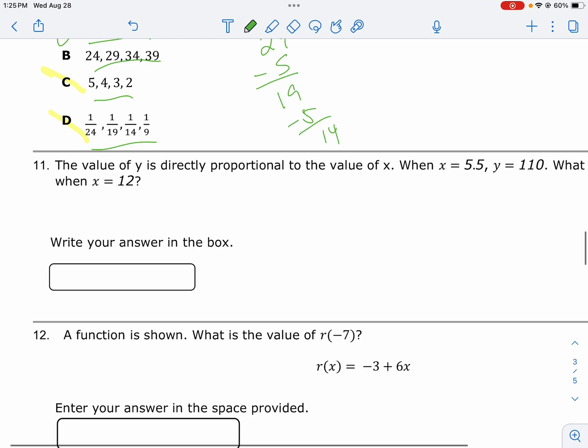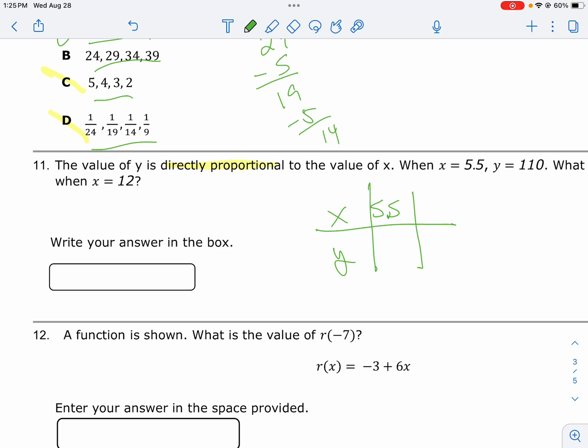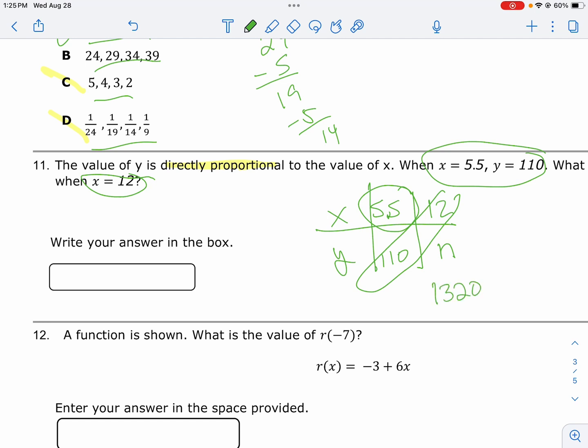Okay. Number 11, when you see the term directly proportional, you ought to be thinking big H. I got X's, I got Y's. 5.5 for X goes with 110 for Y. When X is 12, put that on the X row. What is my Y? Then you cross multiply and you divide. When you multiply 110 times 12, you get 1320. And then when you divide that by 5.5, you get your answer, which should be 240.